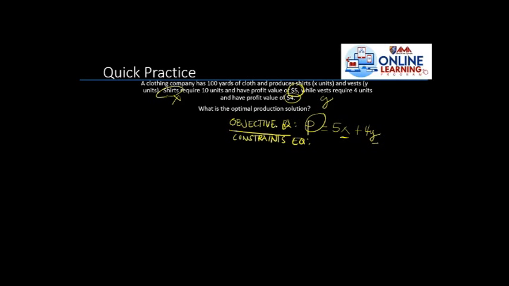Now, let's go with the constraint. Yung constraint naman is sa resources. Tama? Ilang units ang kailangan to produce a shirt? 10 units. While yung sa vest naman is 4 units. Then, ang total number of units ng cloth na gagamitin to create shirts and vests is 100 yards. So, ano yung constraint equation? Yung may inequality.